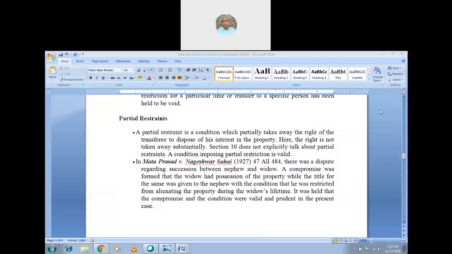Because the others are not supposed to purchase it, because they are the downtrodden or marginalized people over there. So the conditions are put in place there. If you want to sell it, you can sell only to the Girijan, but not to others. That condition is not void.